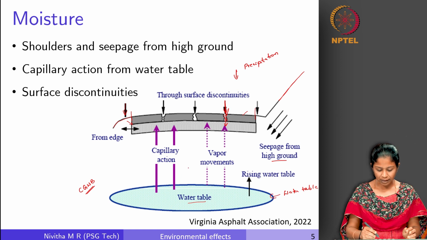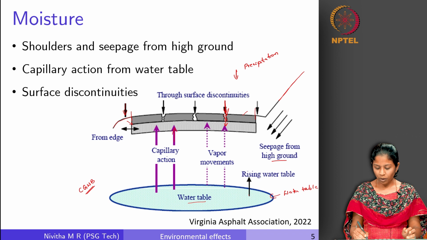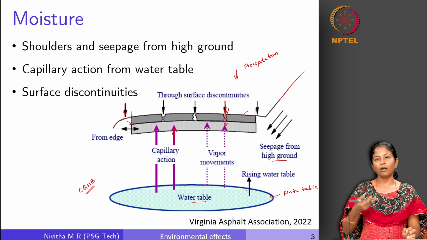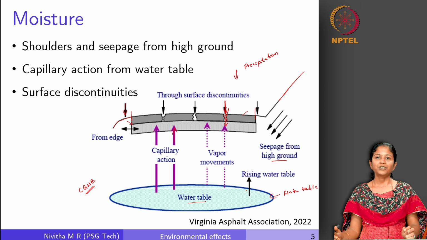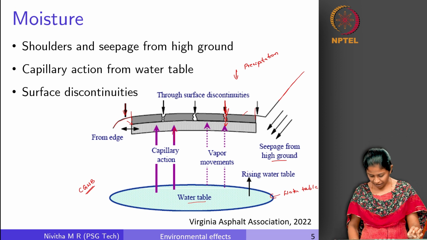Because of this water table, there is capillary action. Depending upon the depth of water table, the capillary action may be relevant or may not be relevant. So, this groundwater table may also rise or lower down depending upon the seasonal variations in a given year. So, during rainy season there is a rise in the groundwater table, and during the dry spell there is a reduction. Again, how much it rises and how much it falls is again governed by the precipitation factor. So, these are the effects of moisture onto the pavement.